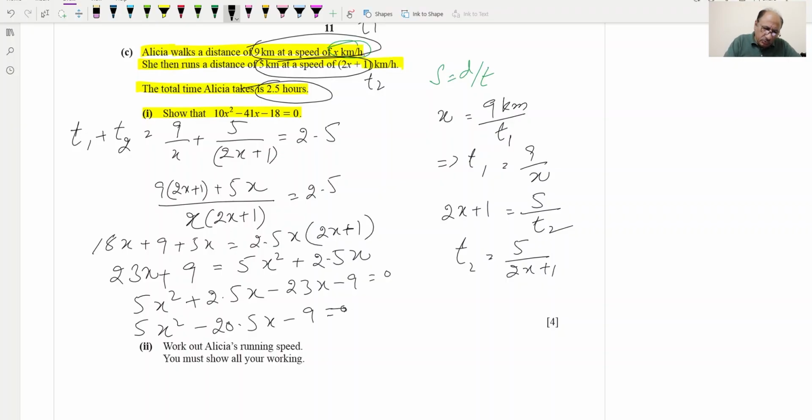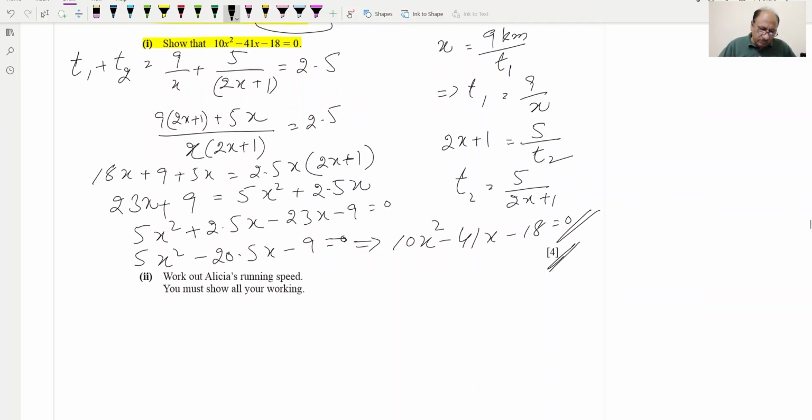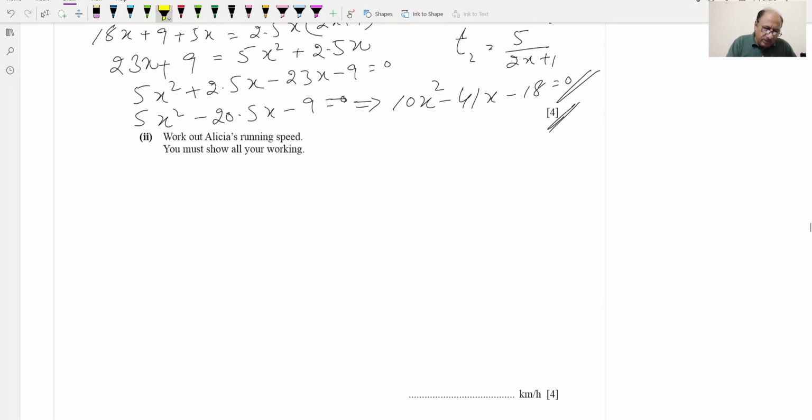Now we have to show this one as 10x squared. So we'll multiply this whole equation by 2, and this implies 10x squared minus 41x minus 18 is equal to 0, and this is the equation which we proved, and it was a 4-mark question. Now they're saying for the second part, work out Elisa's running speed. You must show all your working. Now we require this running speed.